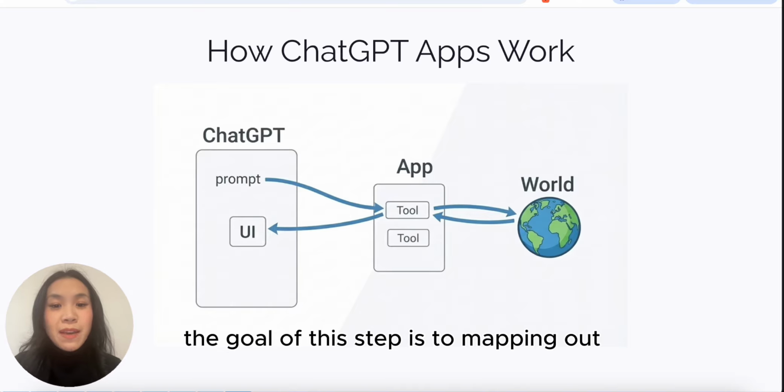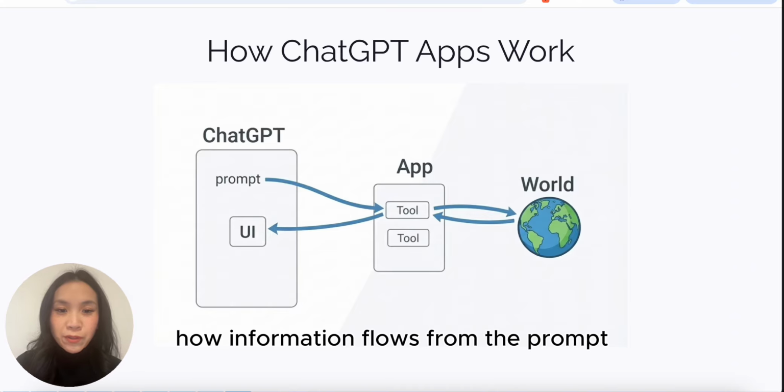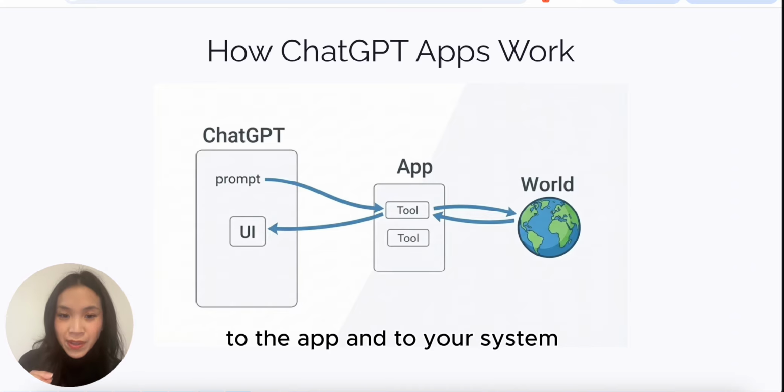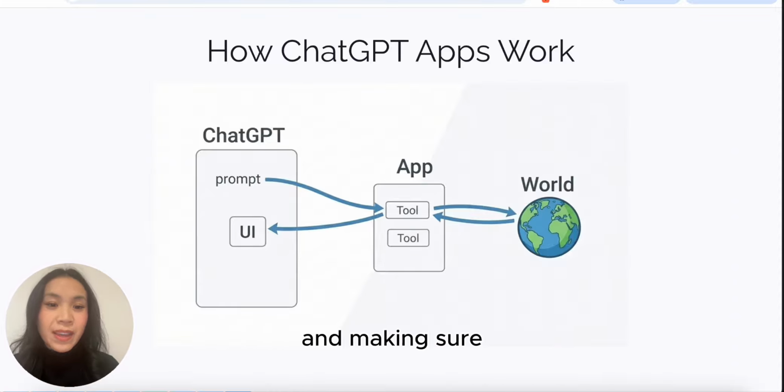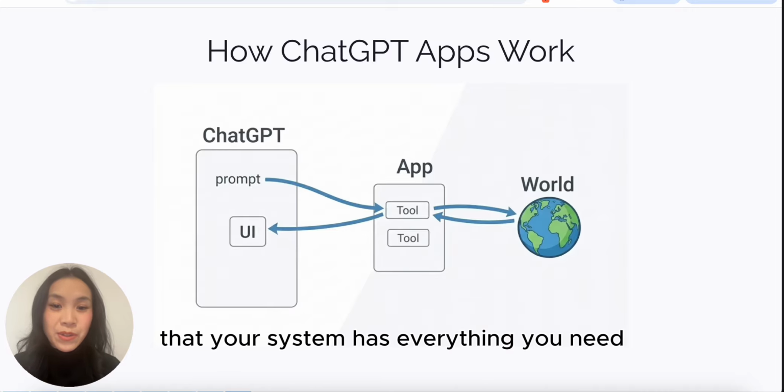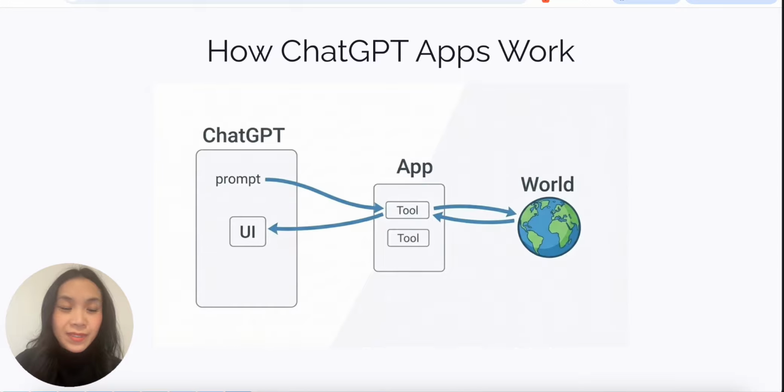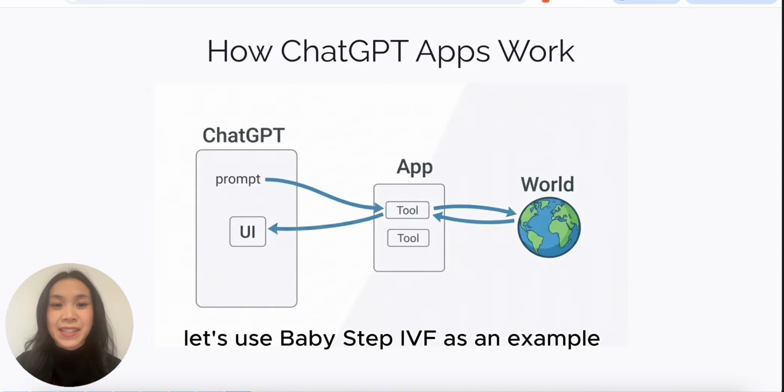The goal of this step is to map out how information flows from the prompt to the app and to your system, and make sure that your system has everything it needs so the app can connect with it. Let's use Baby Step IVF as an example.